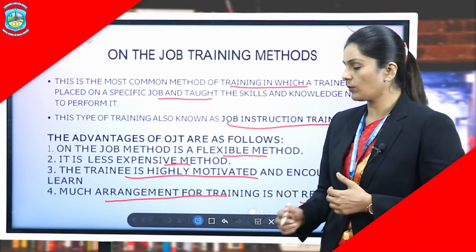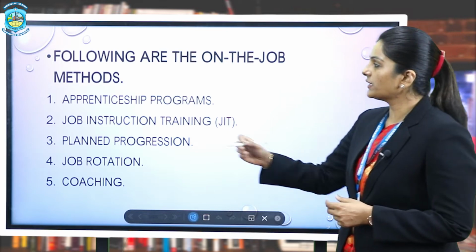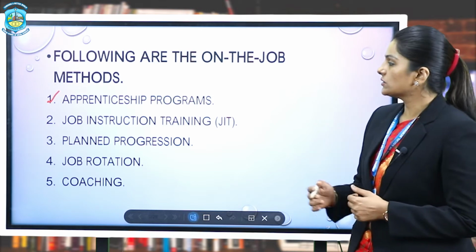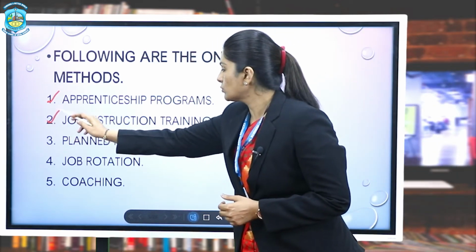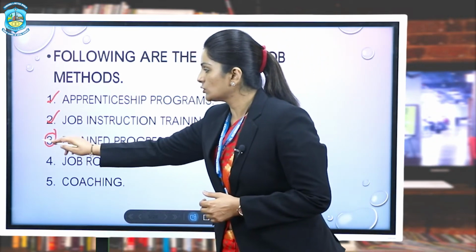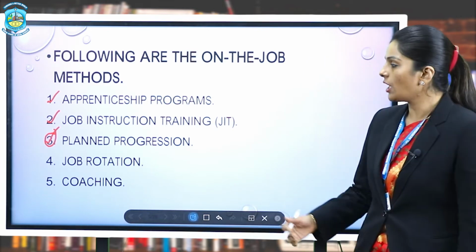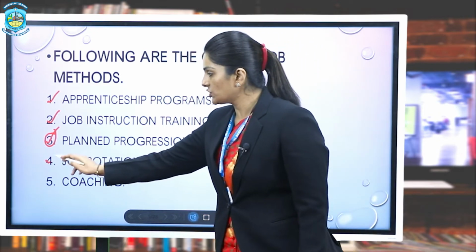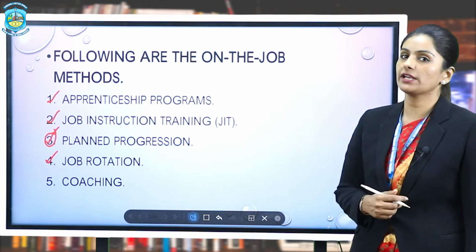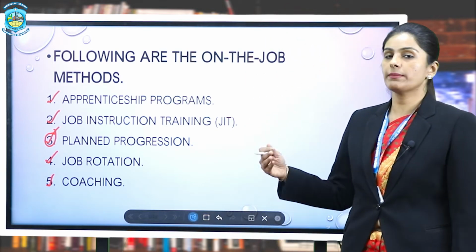Now to list a few of the on-the-job training methods, the first one is the apprenticeship method or apprenticeship program. Second is job instruction training, also known as JIT. The third one is planned progression. This is also one of the very common on-the-job training methods used in the organization. Fourth could be job rotation. Banks are the best example of job rotation when we talk about on-the-job training methods. And the last one is coaching. We will be doing each of them one by one.